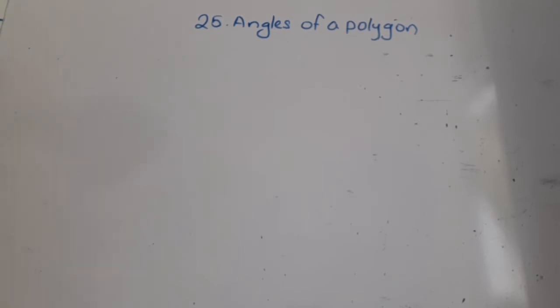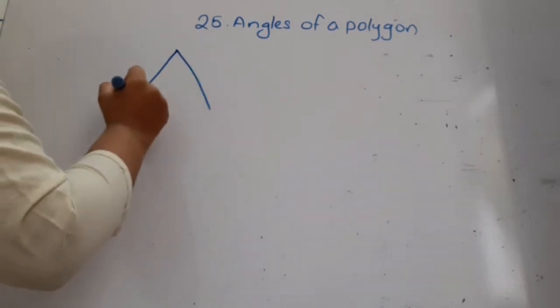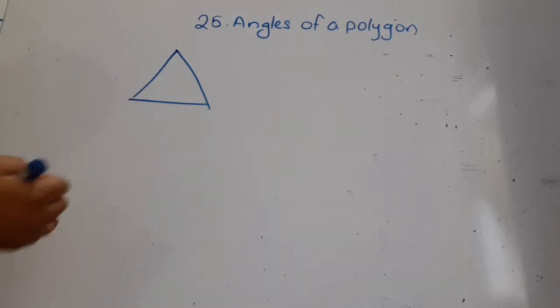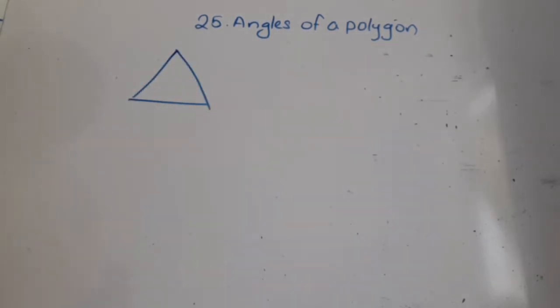Okay, so in your previous grades you might have already learned a few things about polygons. First I am going to define what a polygon is. So what is a polygon? It's a plane figure bounded by 3 or more straight line segments. For example, let's take a triangle. This is a polygon and the special name given to it is a triangle. Why? It has 3 sides.